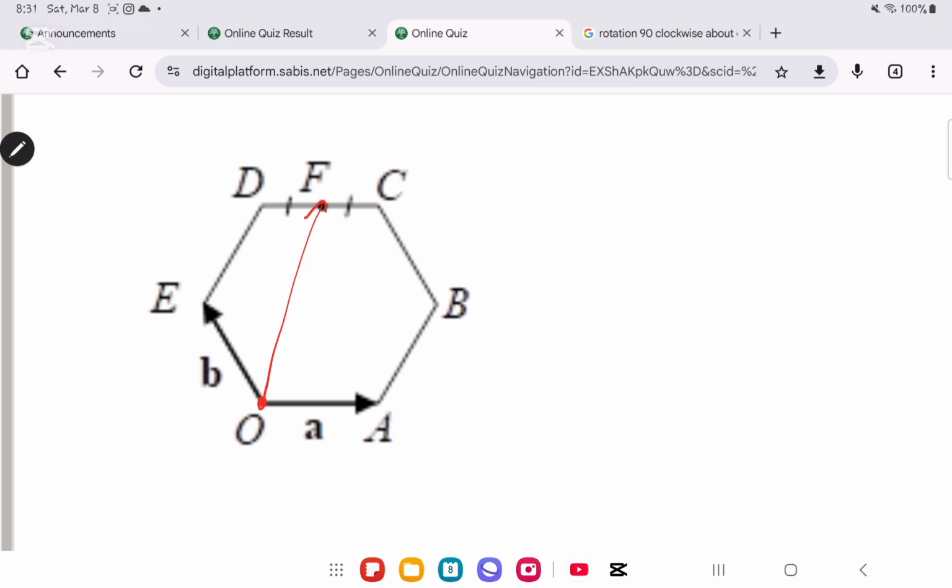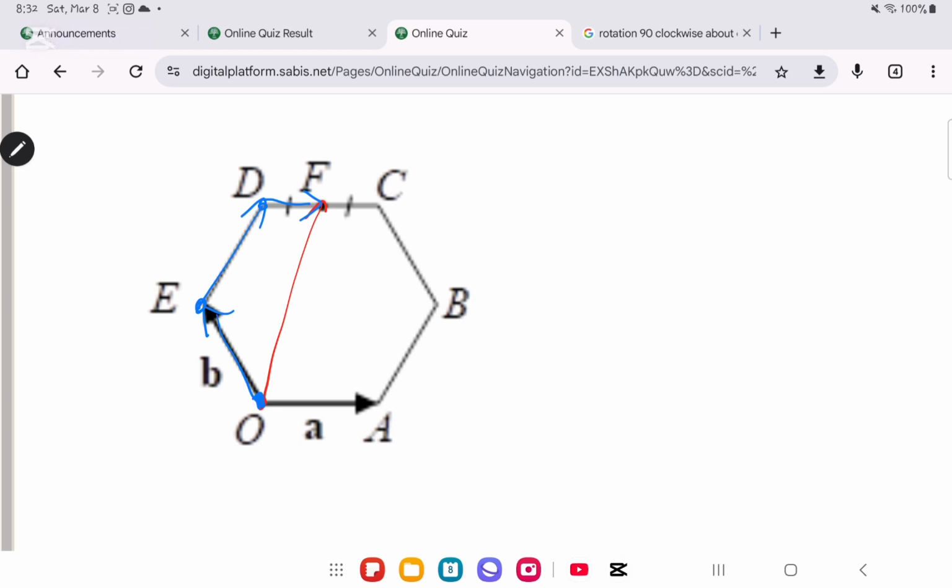Okay, they need us to find the value of OF. Very simply, this is a very nice and easy question. So you always take the easiest route. In my opinion, the easiest route would be OE plus ED plus DF.